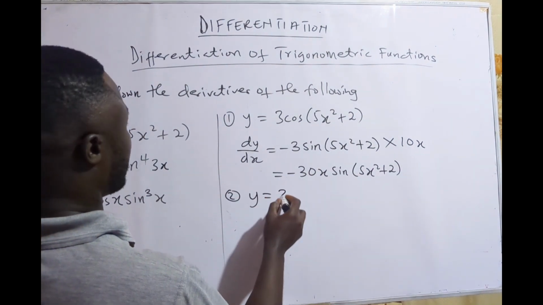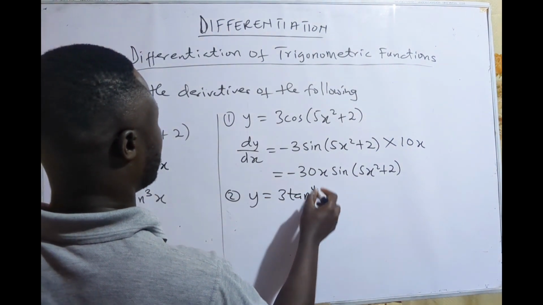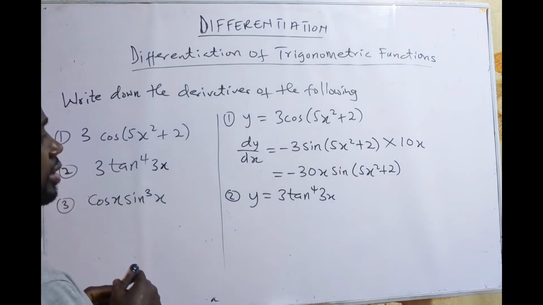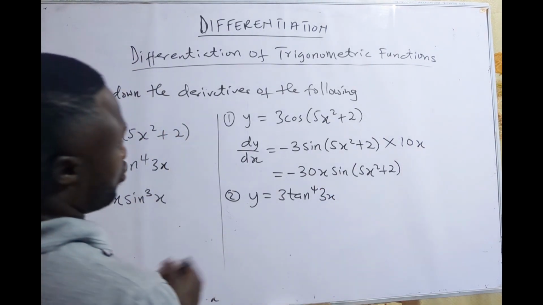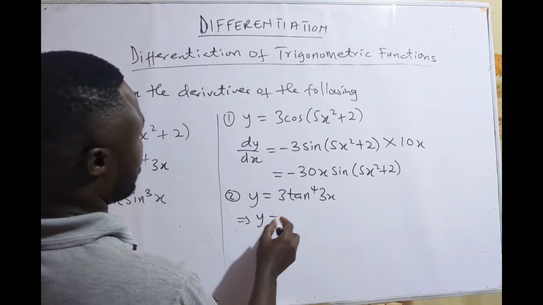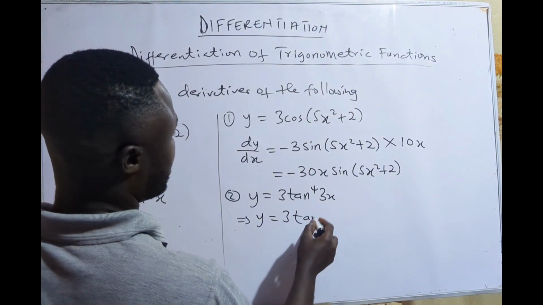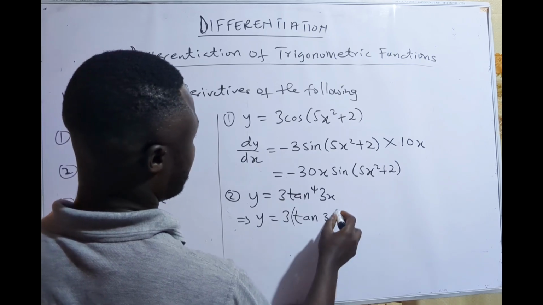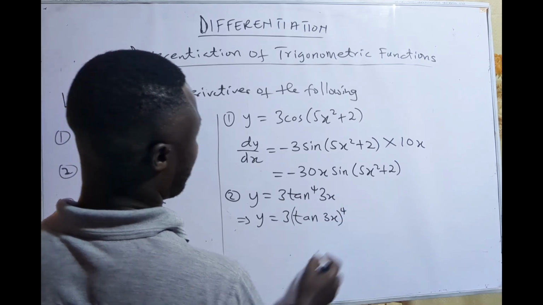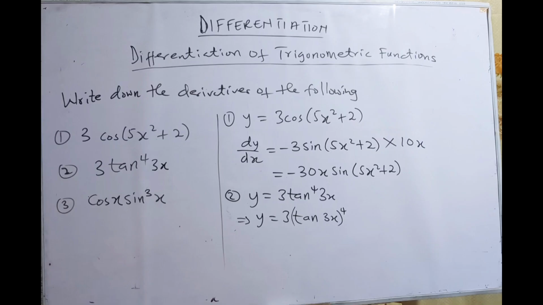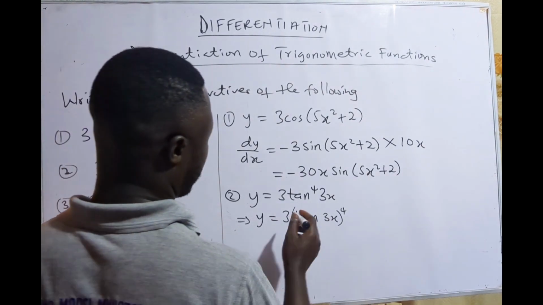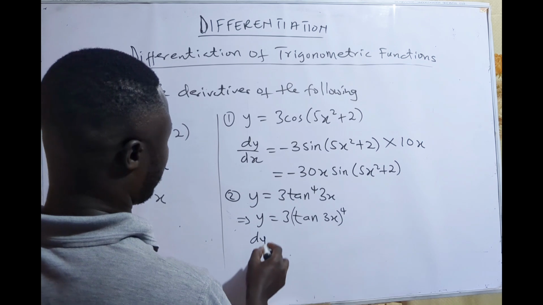Let's say y is equal to 3 tan^4 3x. This one will be better when you write it like y is equal to 3 (tan 3x) all to the exponent of 4. Okay, so this is how it is. So we are going to differentiate this.